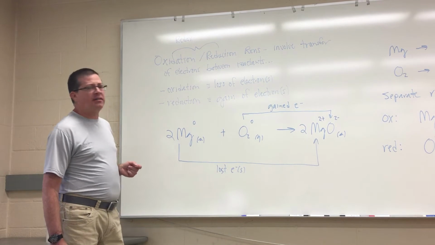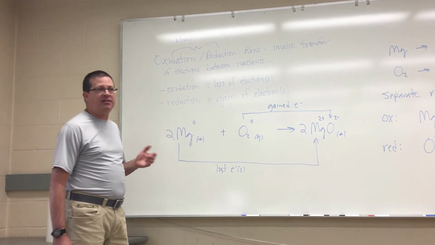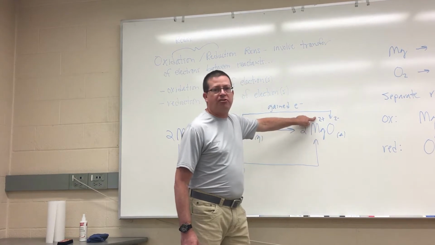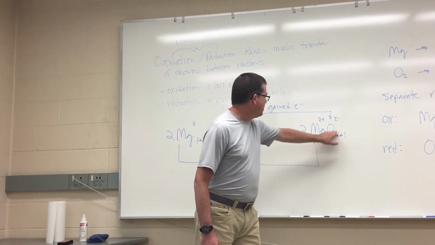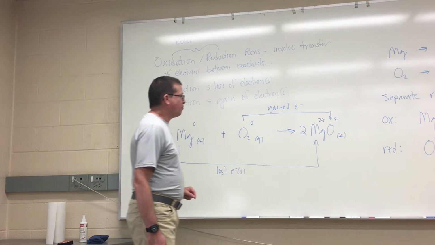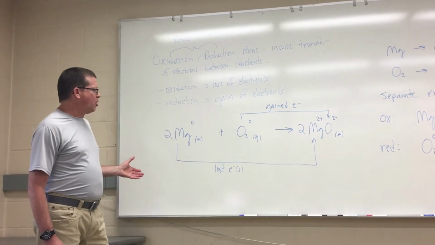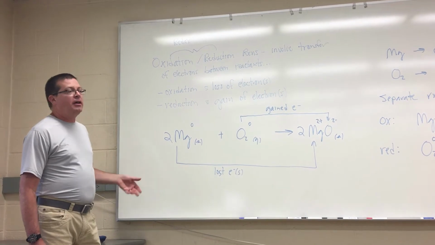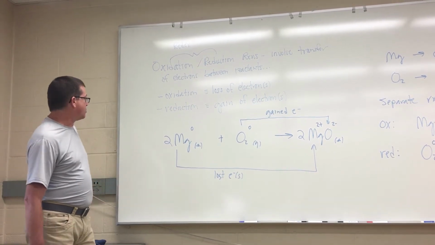But if I were to divide the salt up into its component ions, you know that we're going to have magnesium ion, which carries a 2+ charge, and oxide ion, which has a 2- charge. So what I'm going to do is show how the electrons got transferred from one species to another to prove that this is indeed a redox reaction.